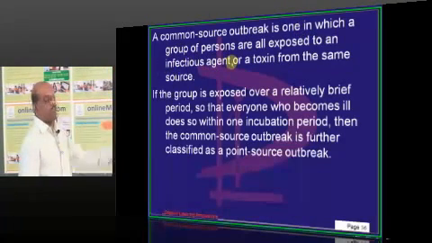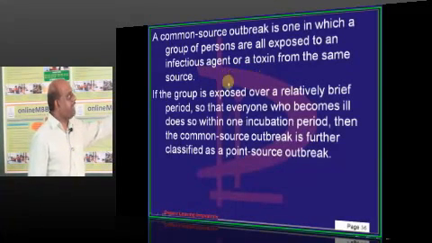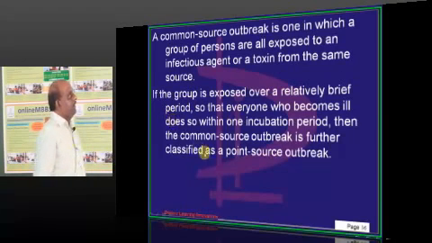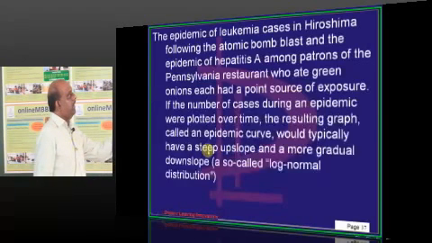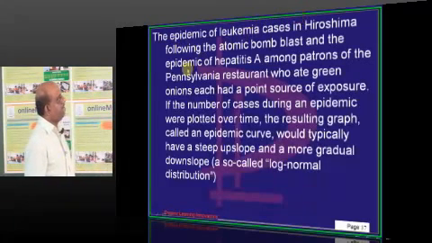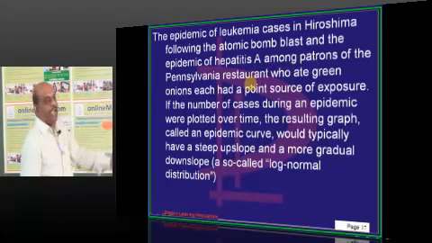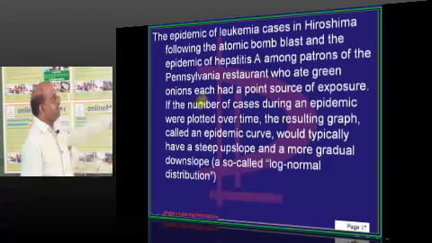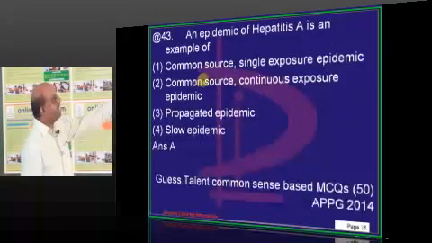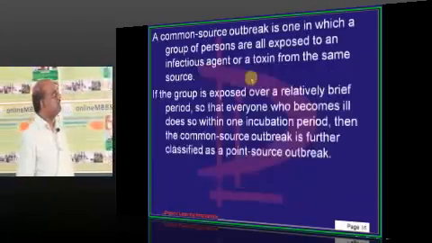Outbreak is the one which makes a group of people all exposed to any infectious agent or toxin from the same source. So, the epidemic of leukemia in Hiroshima, epidemic of hepatitis A in a restaurant, each had a point source of exposure. So, that is the reason the correct answer should be common source, single exposure. Yes.